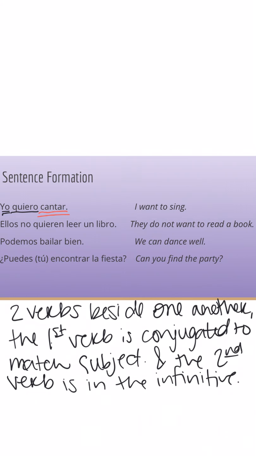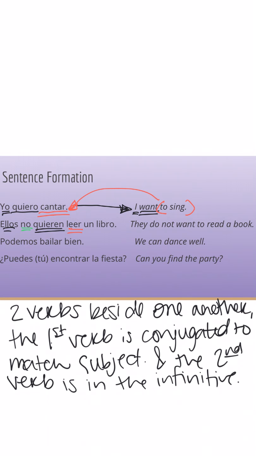And the reason why is we can see in this translation over here, I want, even in English, right? My want is conjugated to match I, my subject. But then if you look here, to sing, it is also in my infinitive in English. So naturally, it's going to be in my infinitive in Spanish too. So if you want to make a sentence negative using two verbs, the same rules apply. The no simply continues to stay in front of that first verb. So to say they do not want to read a book, it's simply ellos no quieren, matching that subject there, leer in its infinitive form, un libro.